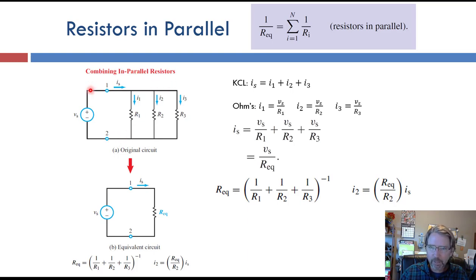So if we write Kirchhoff's current law at this top node, remember this big wire on top is all a single node. We have IS coming in from the voltage source, and I1 and I2 and I3 going out. Remember, we have to draw the arrows with directions, and then the current going in equals the current going out.